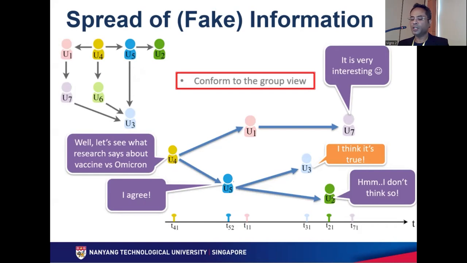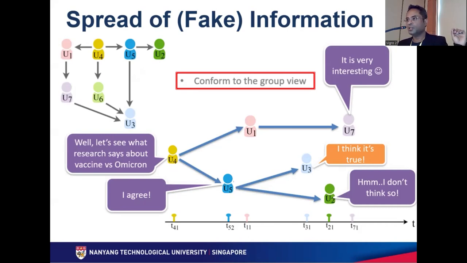Right? And you can extrapolate from here. Let's say U2, instead of saying, I don't think so, conforms to it again and says, I think so too. Then U2 will spread this news, so the influence of this news will spread further. But if U2 in this case says, I don't think so, it blocks it, regardless of the topology of the network.